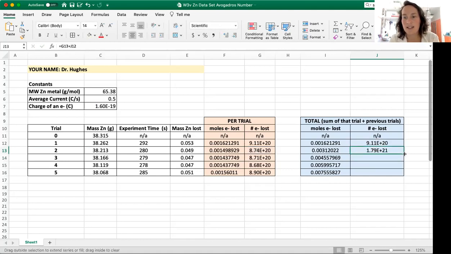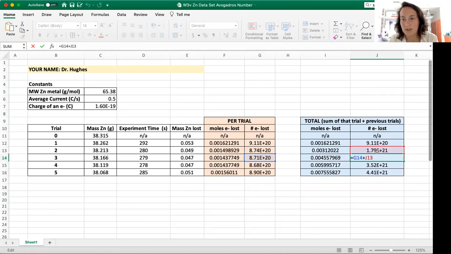Now I can just highlight that cell, right click and drag down, and you'll see that that number is increasing every time. 1, 2, 3, 4, right? And that's e to the 20 and then e to the 21st. Just to double check, this cell is equal to the number of electrons lost from trial 3 plus the numbers from trials 1 and 2. This cell is equal to the number of electrons lost in trial 4 plus the sum of the electrons from 1, 2, and 3. And this cell is equal to the number of electrons lost from trial 5 plus the sum of the electrons lost through 1 through 4.